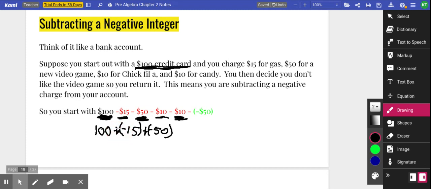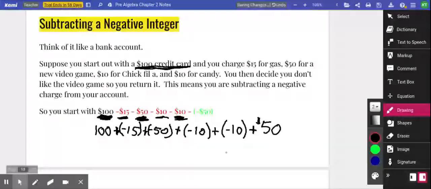Anytime you have double signs, they like to put it in parentheses. We have an addition of a negative charge for the gas, then the Chick-fil-A, and then a negative $10 we spent on candy. And then we're changing this to addition, and I'm adding the opposite of the negative 50. If you think about it, if we take an item and return it, we get a positive credit on our account, which is the same as taking away a negative credit. You had a charge of $50, you take that charge away and it actually adds money onto your bank account.